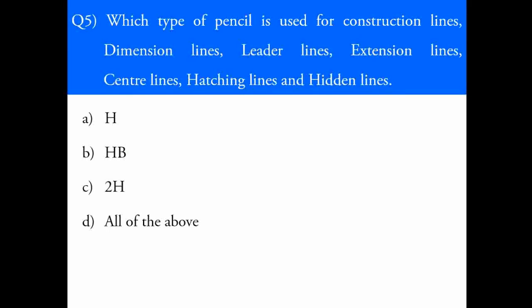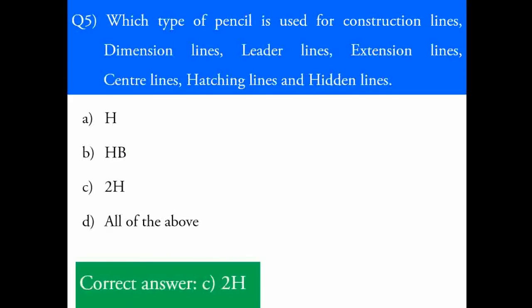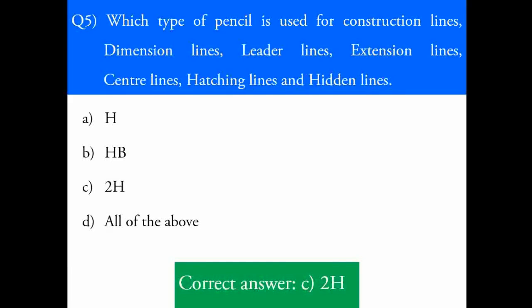So I hope now you are able to give the answer. The correct answer is answer C, that is 2H grade pencil, because a 2H grade pencil is a lighter one as compared to the H grade, and we are going to use it for the initial construction work, and for dimension lines, because all these lines should be somewhat fainter as compared to the outline of the object. So the correct answer is 2H pencil.